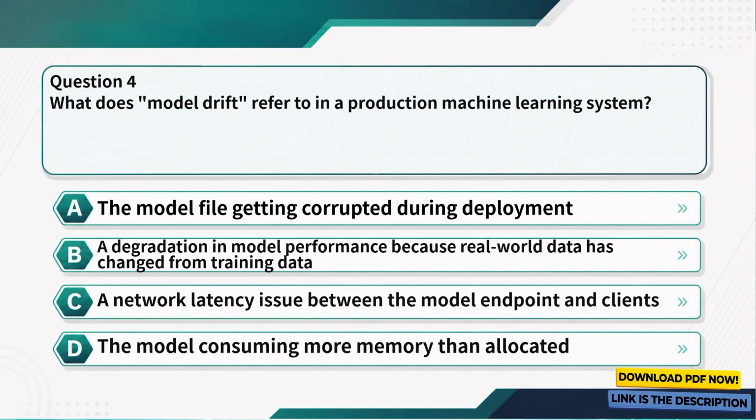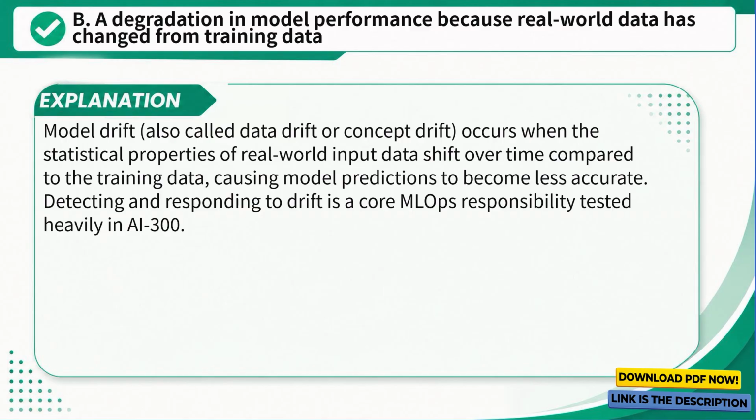Question 4: What does model drift refer to in a production machine learning system? A. The model file getting corrupted during deployment. B. A degradation in model performance because real-world data has changed from training data. C. A network latency issue between the model endpoint and clients. D. The model consuming more memory than allocated.